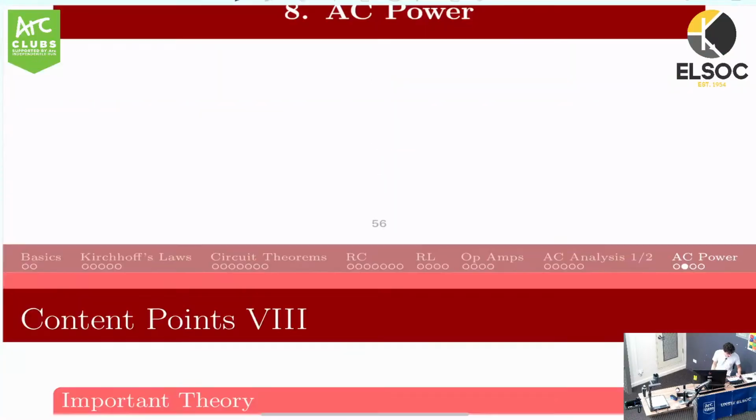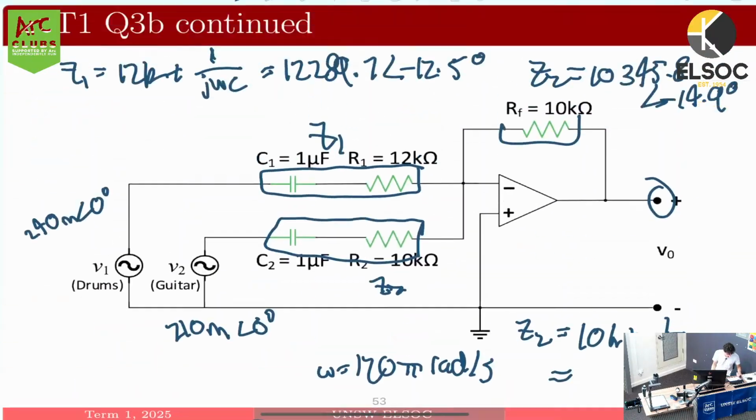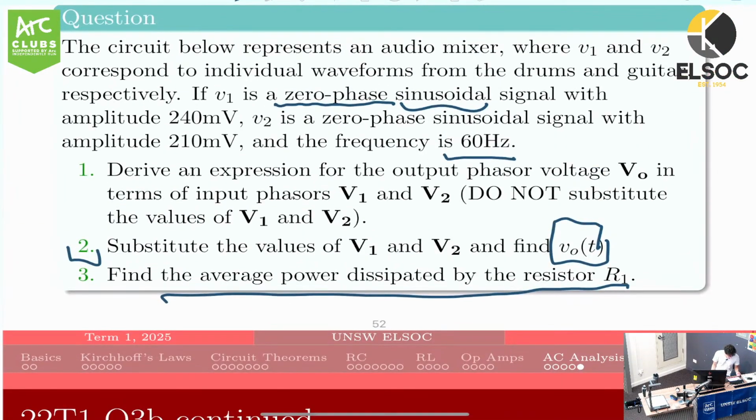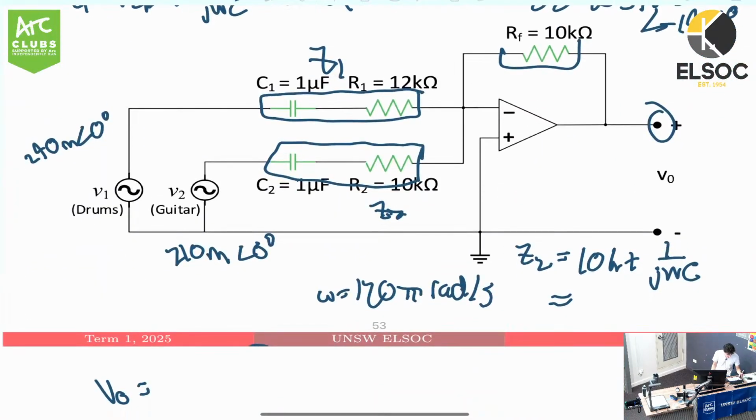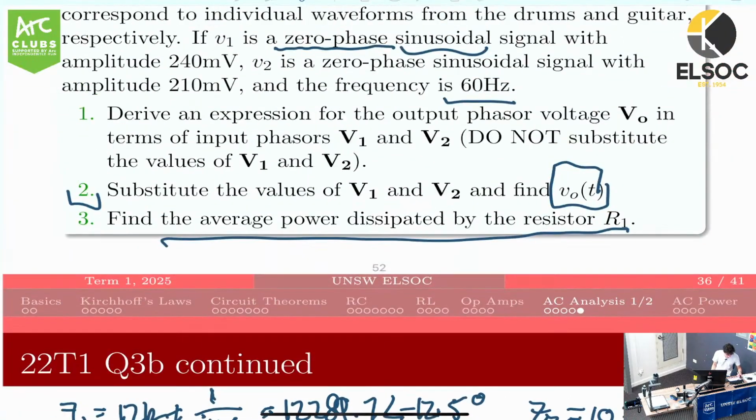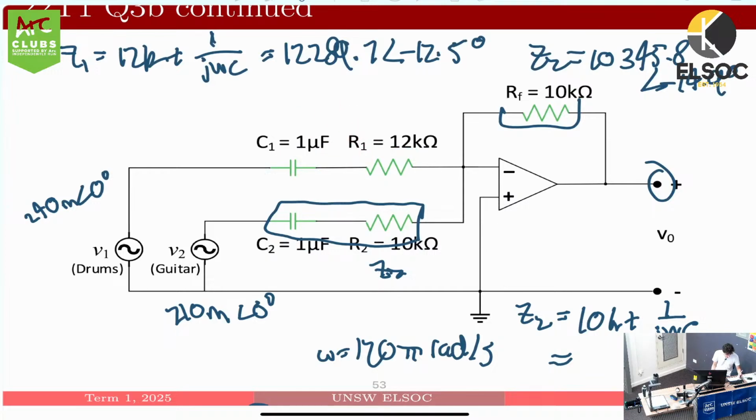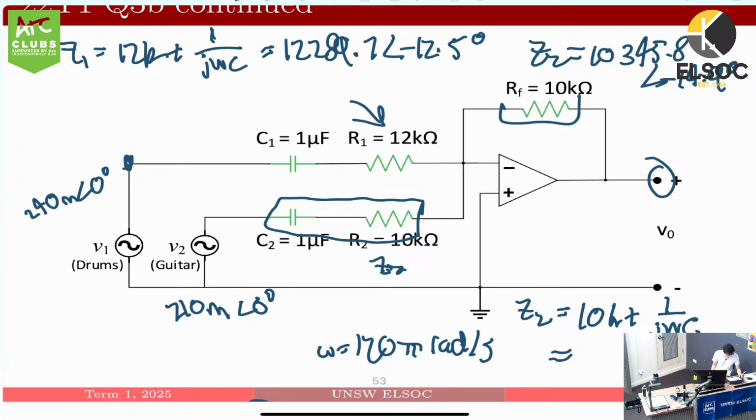All right, so we'll go back to the question we finished. The last part was to find the average power dissipated by the resistor. Is it R1? Yeah, it's R1. We want to find the average power through this. We know this voltage here is 240 milli, angle 0, and we know this is 0 volts because it's connected to ground.